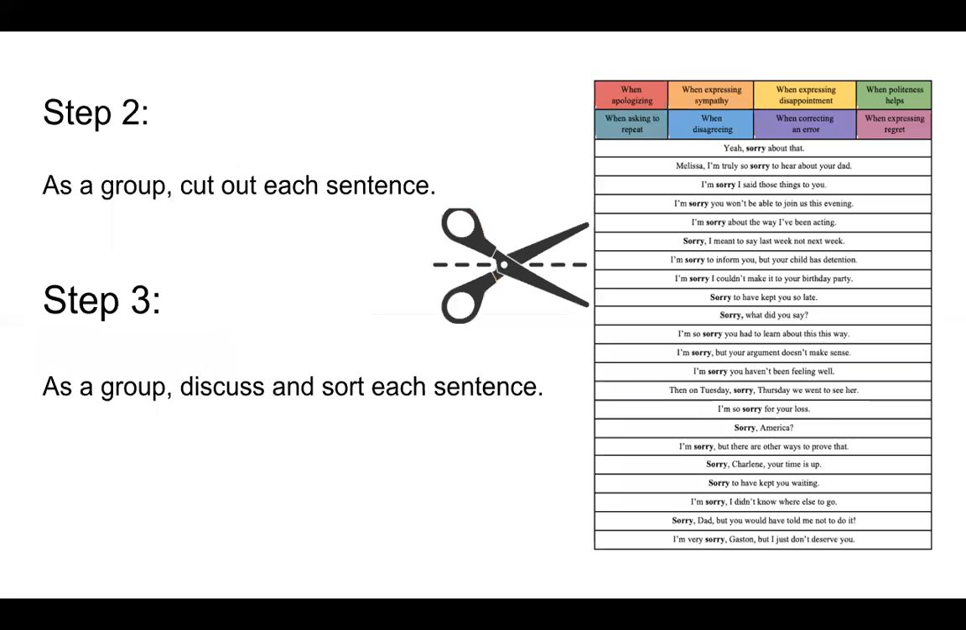Now that you have cut and glued the colorful labels to the top of your poster, step two is to cut all of the sentences so that you have individual sentence strips. Remember to share the responsibility of cutting. Step three is going to be to discuss and sort each of these sentence strips into one of the categories. Recall that some of these will be applicable, some of them will work for more than one category. As a group, you must decide which category you believe is best suited to the sentence that you are discussing.